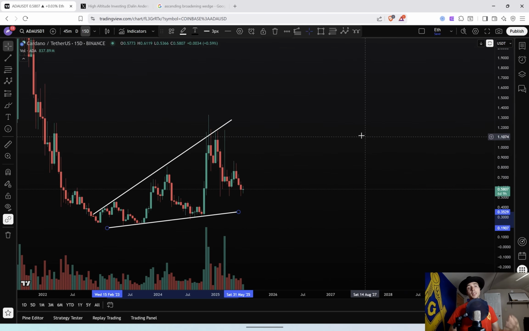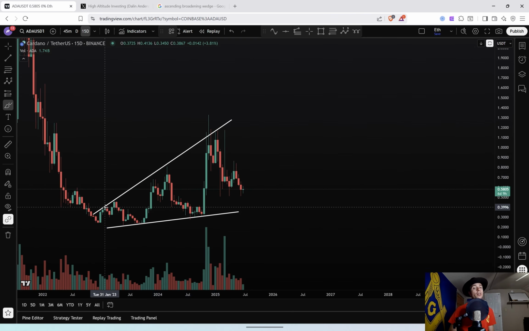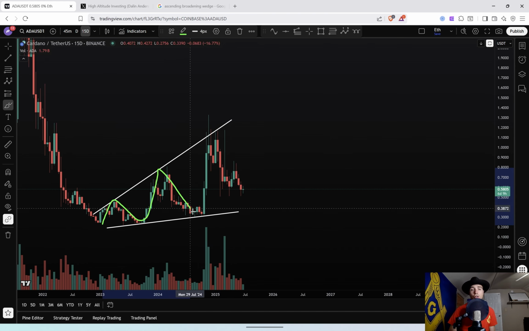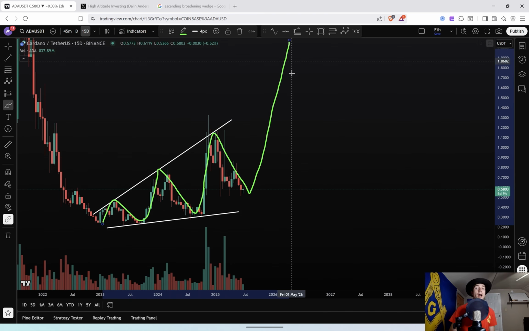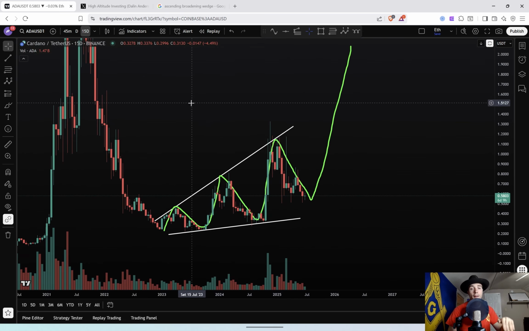The other thing that I'm seeing for Cardano is an ascending broadening wedge. So as you can see over here on Google, we have an example of an ascending broadening wedge, and basically the way this pattern works is you have an ascending resistance level as well as an ascending support level that creates this broadening wedge structure, and then you break bullish out of that and it leads to a very large increase in value. So that's another bullish pattern that I'm seeing here with Cardano that could lead to a lot more upside in the near future.